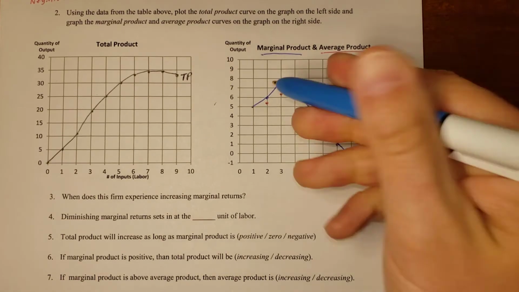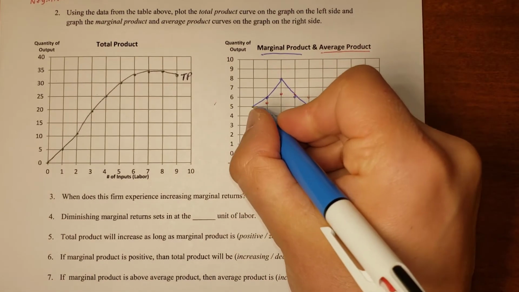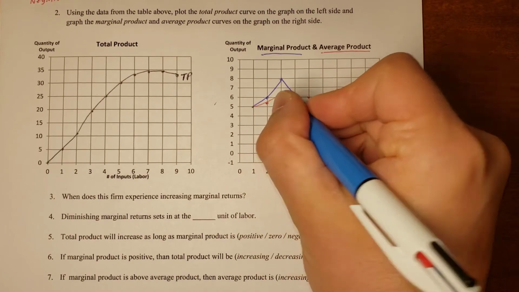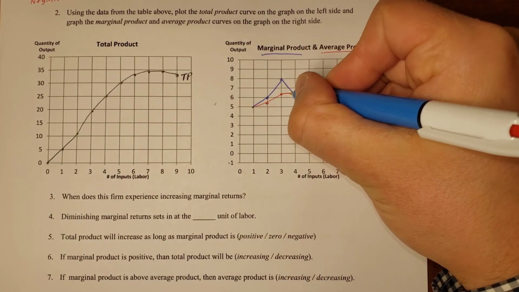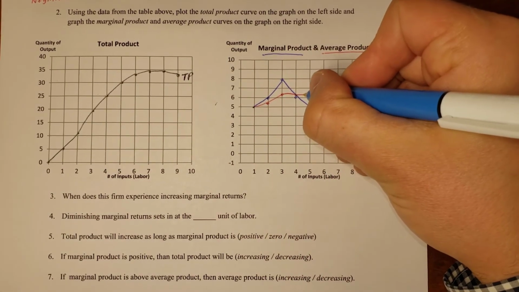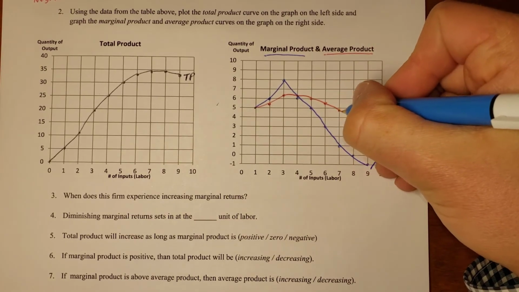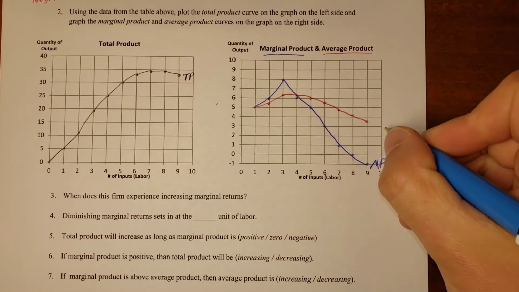And then your average product is going to start at 5. It's going to rise, and then it will gradually start to fall as well, but not as rapidly.